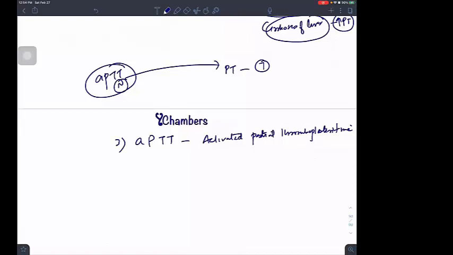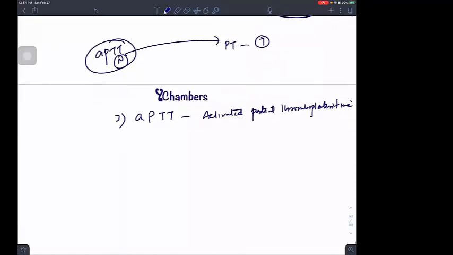Now see, who was evaluating the extrinsic coagulation? If you want to check the extrinsic system, PT, that's a beautiful answer. So who should evaluate the intrinsic system? APTT. So APTT evaluates, it will check your intrinsic system. Intrinsic system, APTT.